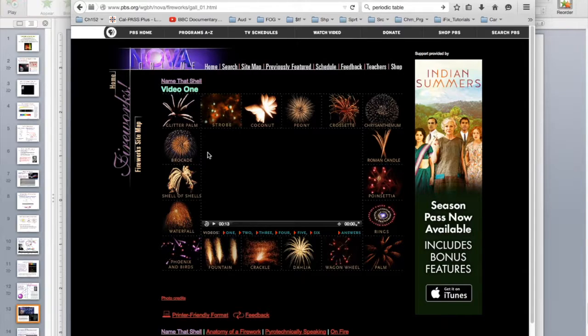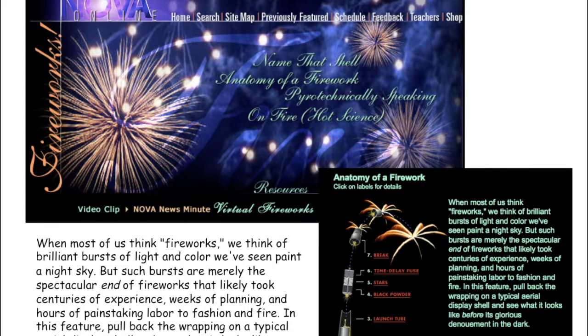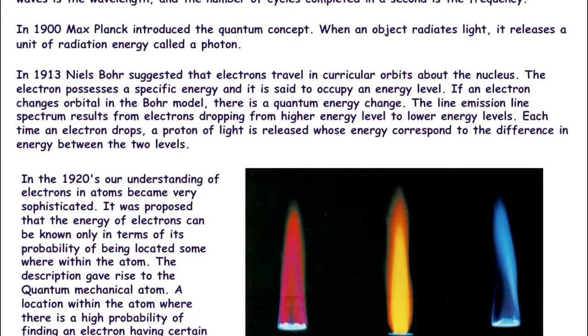Like this right here is called a coconut. Okay, this is called a peony. This is a Roman candle, a poinsettia, a ring. And so if you just go to this website and you can get the QuickTime plug-in to work, you can actually see the different types of firework and see what it looks like. And next time you're in a fireworks show, you can name them. So that's that website, and then we're almost done for this particular part.